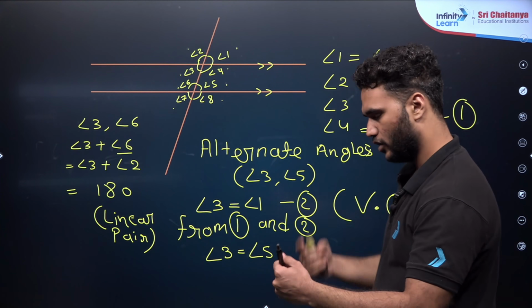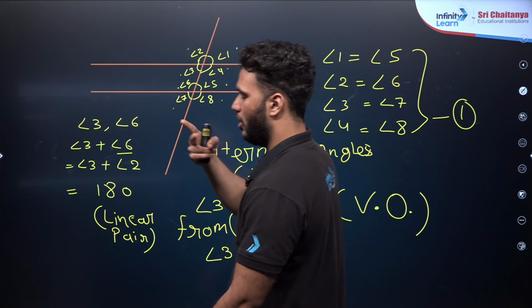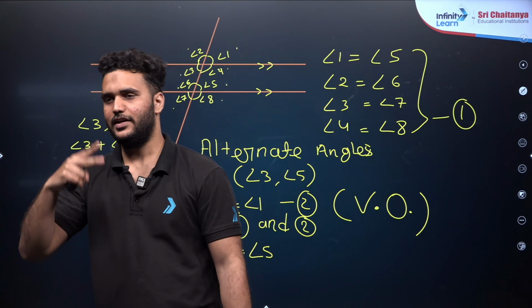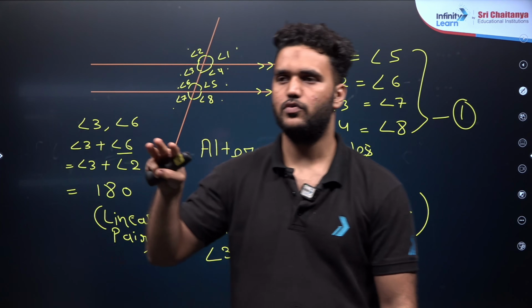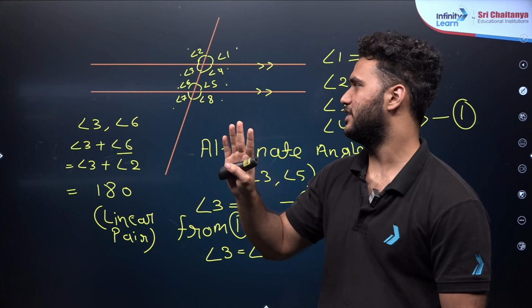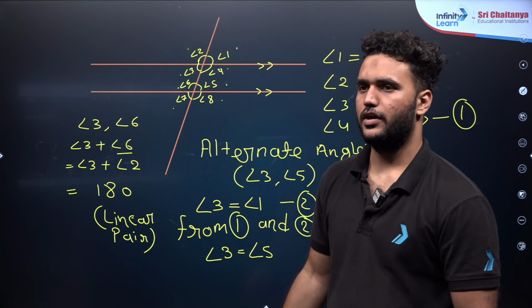So we have proved that corresponding angles are equal, alternate angles are equal, both interior and exterior, and the sum of co-interior angles is equal to 180, and the sum of co-exterior angles is 180. Okay.